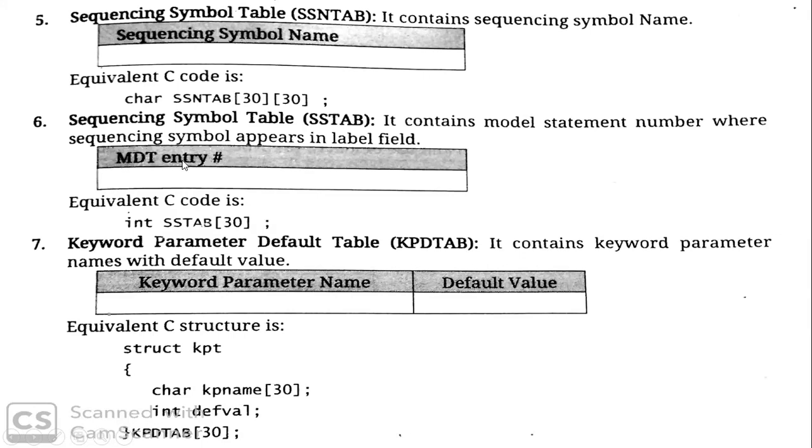That is, here we can say the column MDT entry hash, that particular position or number should be added in this sequencing symbol table. Then the last thing is the keyword parameter default table. Here we can store the default values of the keyword parameters. The keyword parameter name and corresponding default value should be stored in this particular data structure.